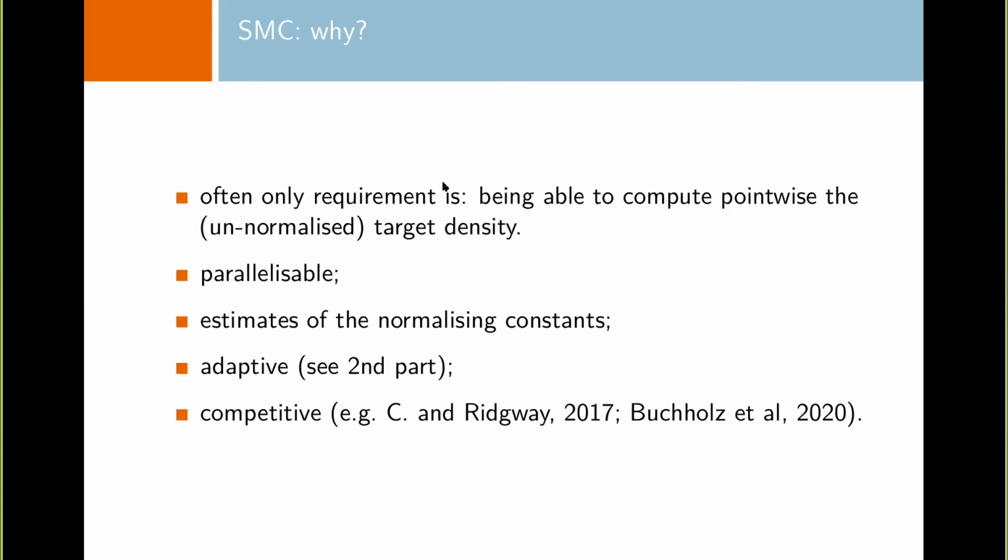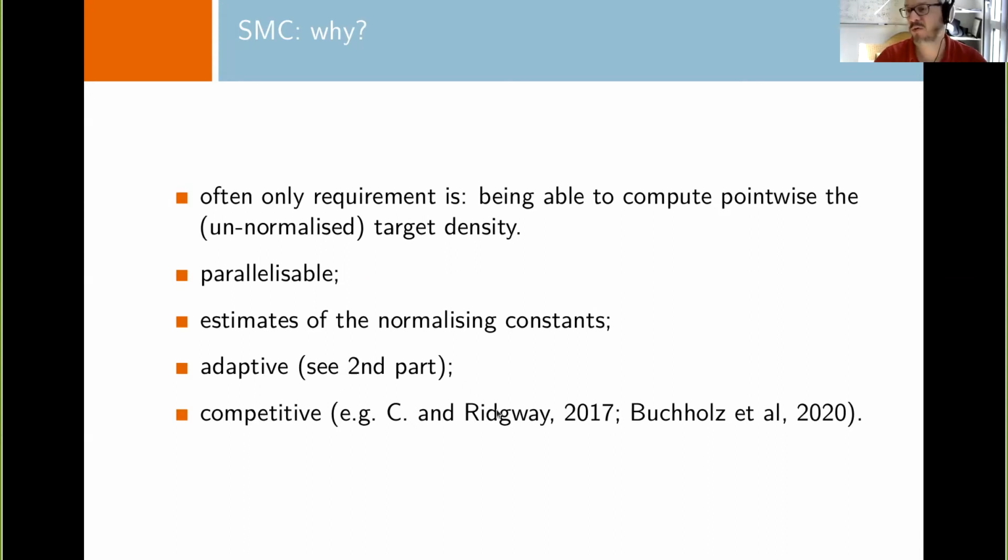Okay, so you will see that essentially you just need to be able to compute the density of the target densities pointwise up to a constant. So that's a small requirement. This kind of algorithm is easy to parallelize. I do it personally, and Don can tell you he does it as well. You get estimates of the normalizing constant, which are very useful in many settings, like in model choice, for instance. You will see that these algorithms are quite automatic and adaptive. They have tuning parameters that you can set automatically. That's related to the second part of the talk. And more importantly, they are competitive with other methods.